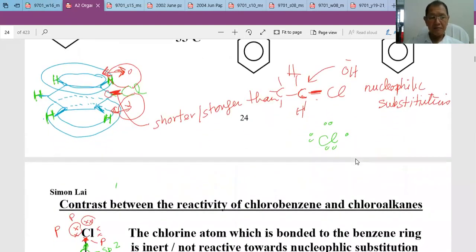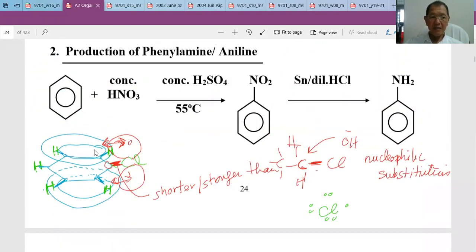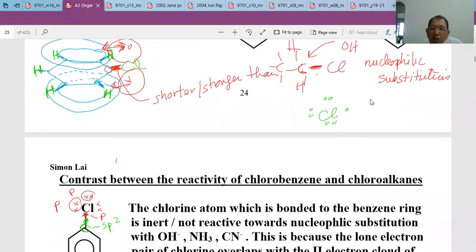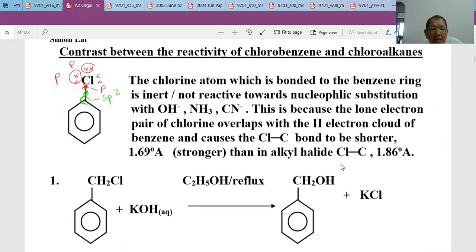All right, now here, as I said, it will make this bond stronger, so the chlorobenzene cannot react with nucleophilic substitution. That's why you can see here, right? The chlorine atom bonded to benzene is not reactive, it's inert towards all this. See, all these here are what? Nucleophiles.